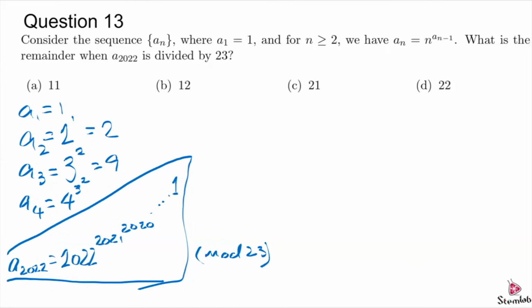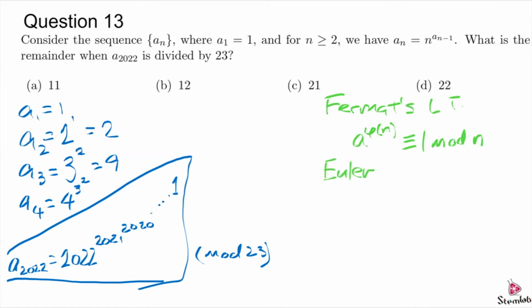So one thing we will use here, or two things actually, is Fermat's little theorem, which states that a to the phi of n is congruent to 1 mod n. So you might also ask what's phi of n. Phi of n is Euler's totient function, which gives the number of coprimes that n has.